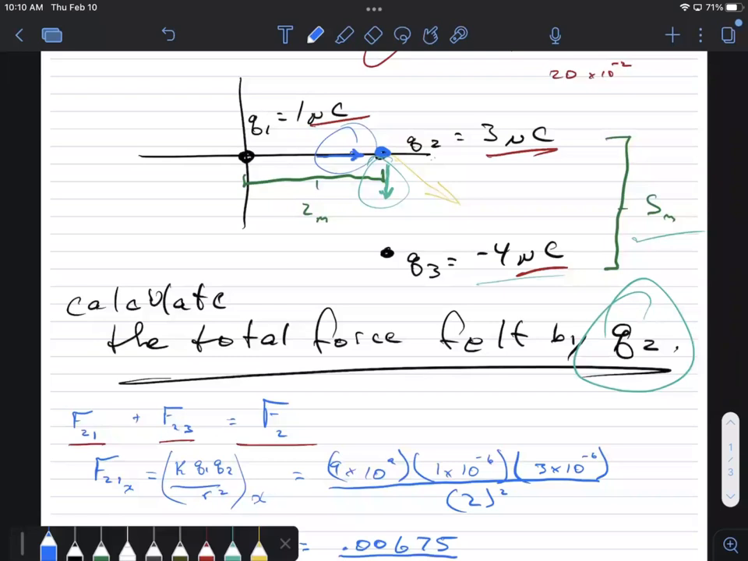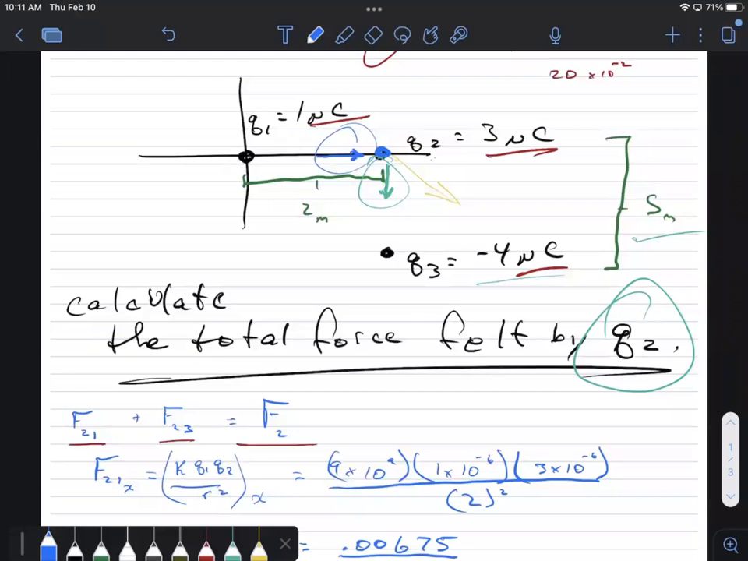Then forget about charge 1. I'm now looking just at 2 and 3. Well, charge 2 is positive charge. Charge 3 is a negative charge. They're unlike charges, which means they will attract each other. So that means charge 3 will pull charge 2 downwards towards him, which means the force on 2 due to 3 is downwards.